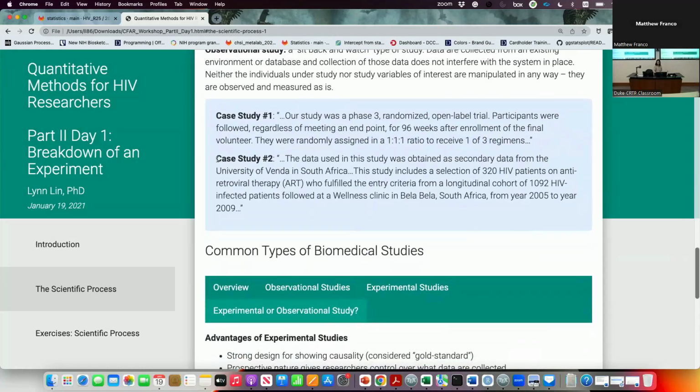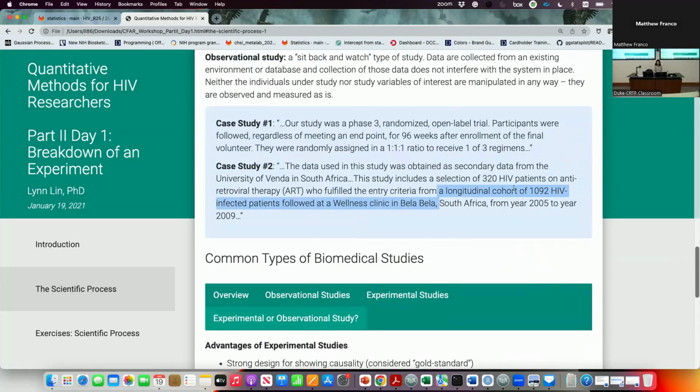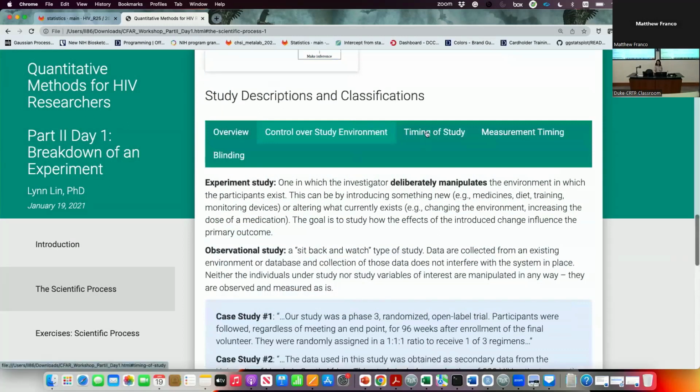Okay, so how about case study number 2? After you read it, can you tell me whether it's experimental or observational? Why is that? They used secondary data, not a study that they designed themselves. Yeah, so basically they just gave a criteria, right? What sort of people they are interested in, and then they just take numbers. They don't do any experiment intervention on them. Okay. So now you learn these two terminologies.